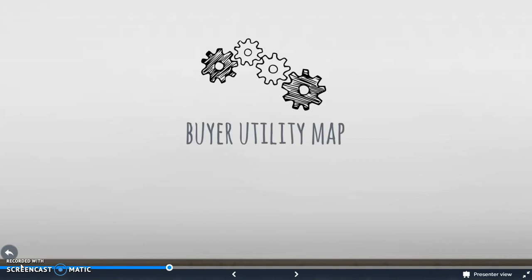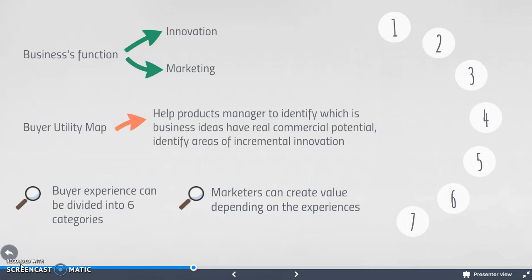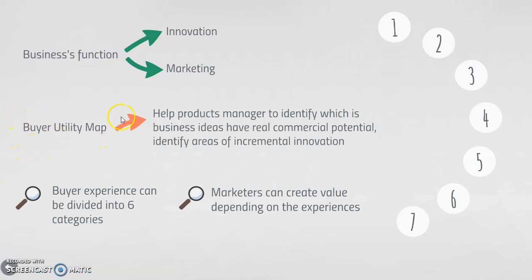Next is the buyer utility map. So there are two business functions in the business realities, which are innovation and marketing, which a company needs to do: innovations in their products and how they market their products to the consumers. Usually, one of the strategy tools that can be used is the buyer utility map.